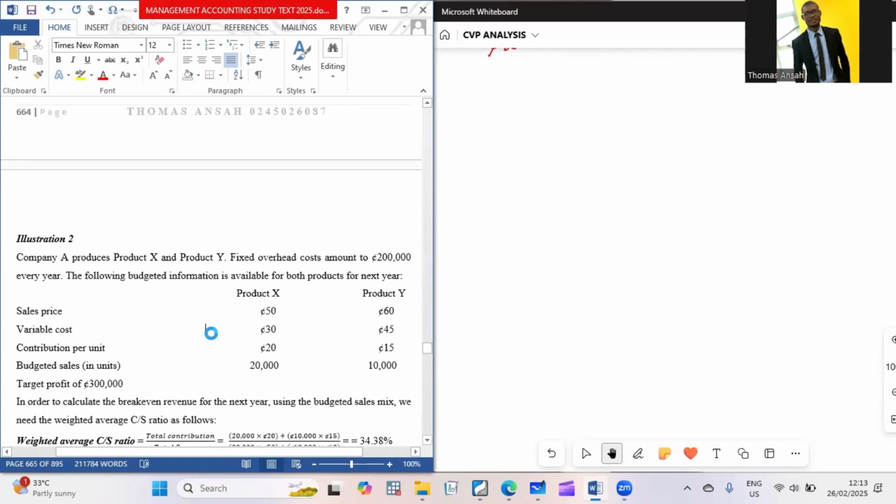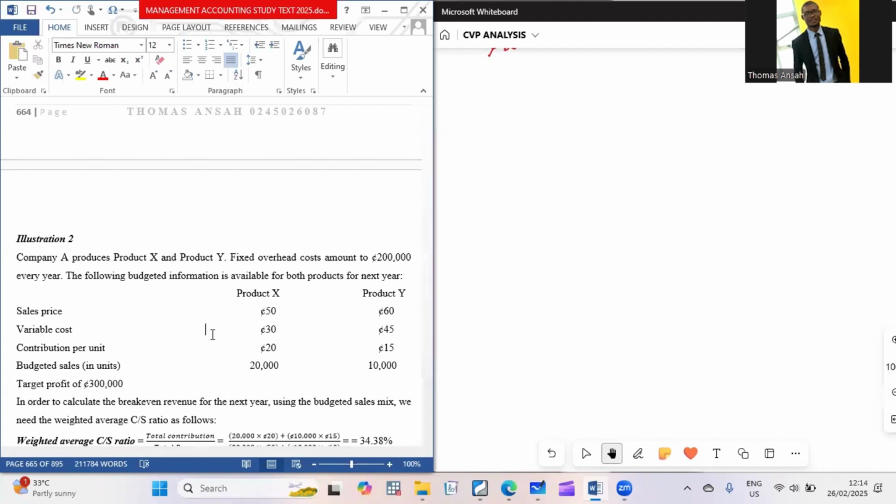So we have a company that is producing product X and product Y. Fixed overheads is 200,000 every year. And it says that the following budgeted information is available for both products next year. So you have sales for product X and Y, variable cost. Then you have been given the contribution per unit, obviously. Even if you were not given, you could have done that. Then we have the budgeted sales and you have your target profit.